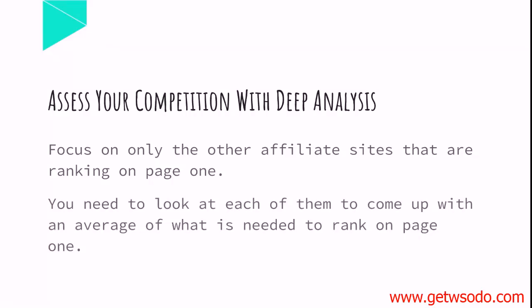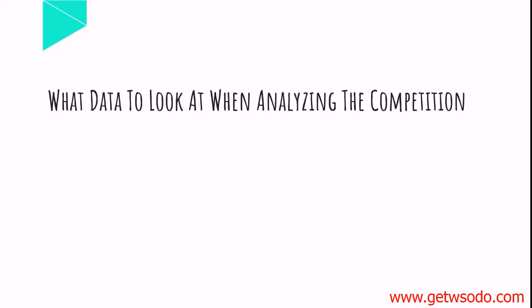What we're going to do with these is use them to come up with an average of what is needed to rank on page 1 for this particular keyword that you're assessing. So once we're ready with our list of URLs, what are we going to do with them? What data do we need to look at when we're analyzing the competition?